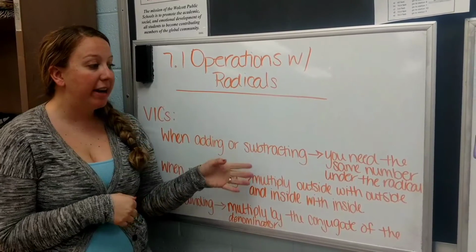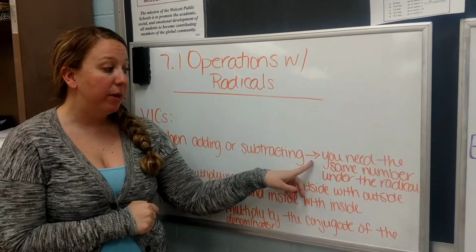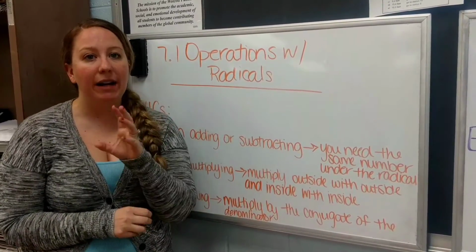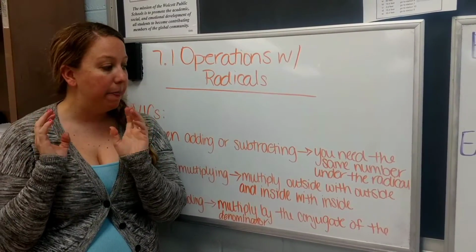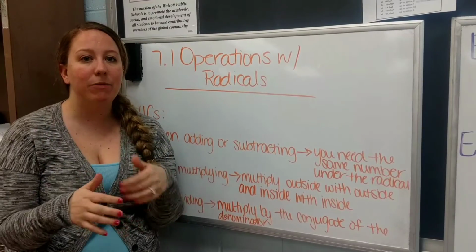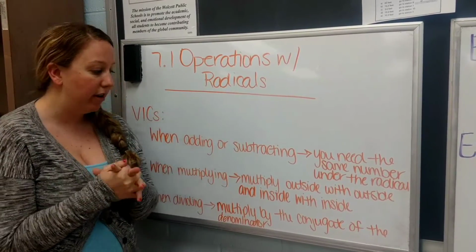When you're adding or subtracting, you have to remember that you have to have the same number under the radical in order to add or subtract. So that number under the radical has to be the same, and it's going to stay the same when you add. You're just going to add the numbers out front.